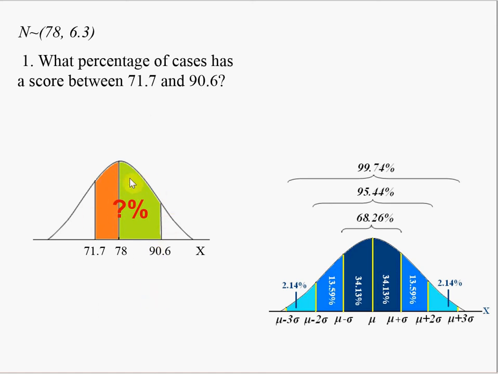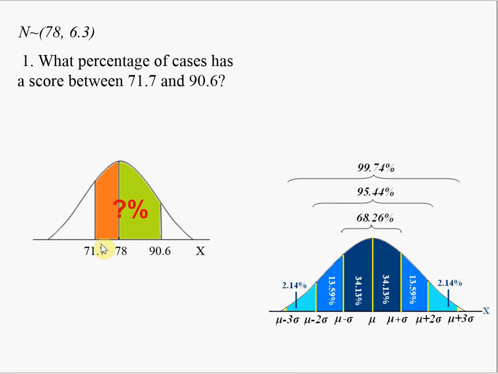Now, the size of this area has to be determined one slice at a time. It's a combination of two slices. From the mean to 71.7 is one slice, and from the mean to 90.6 is another slice. If we know the size of the two slices, we just combine them to find the entire percentage. So the way to find the solution is to find the two slices separately, then combine them to find the total percentage of cases that fall between 71.7 and 90.6.